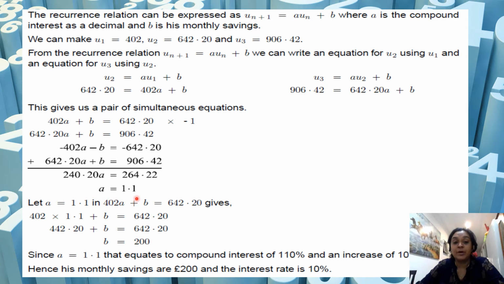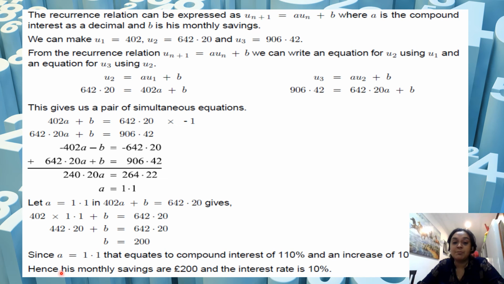So a is 1.1, and it's logical because 1.1 means the total amount that will be saved. It has to be more than 1, because 1 represents 100%, which is the saving from the previous month, and 0.1 would be the interest. In this case, it will give you b as 200, and this b is the fixed amount that is saved monthly. So in this case, it's 200.